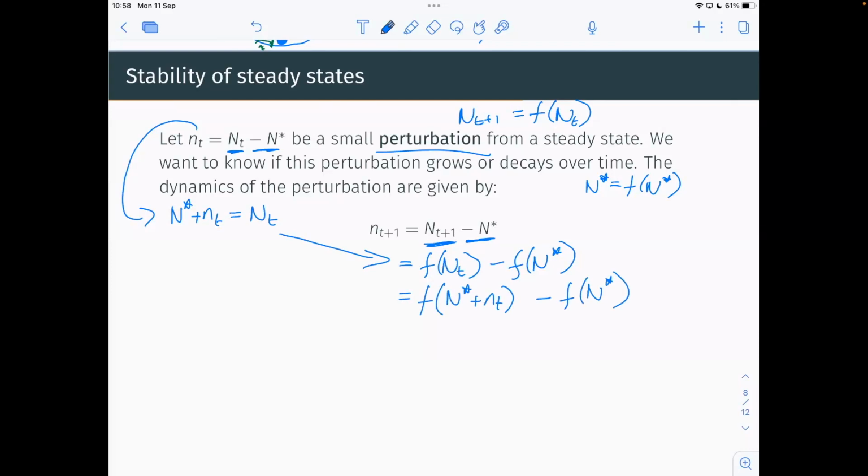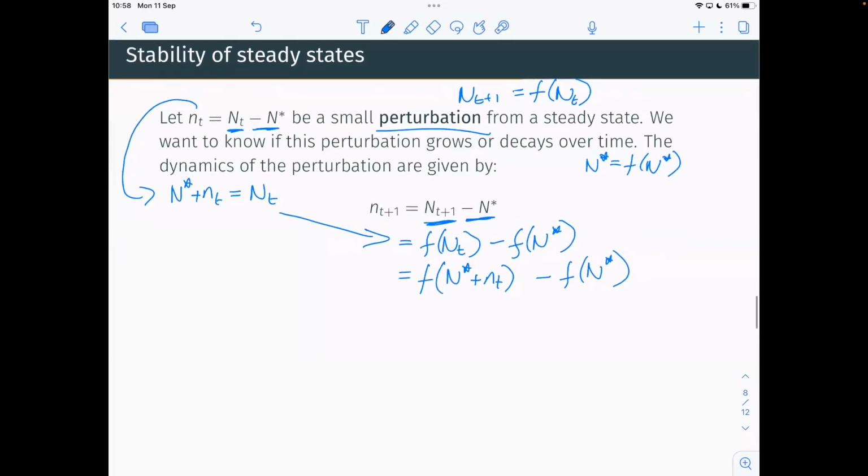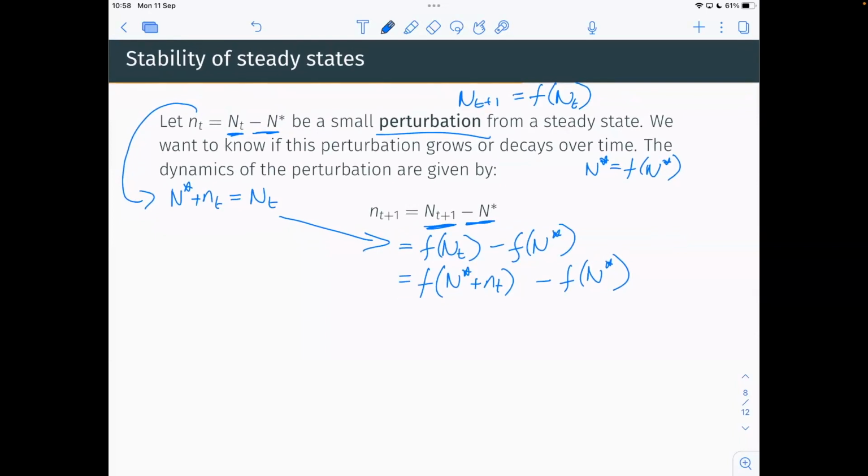Am I going too fast or too slow? Does anyone want me to slow down? If I don't hear any feedback from you guys, I assume I'm going at the right pace, okay? So it's totally fine if you want me to explain things again. Just let me know if I'm going too fast, okay? Otherwise, I just assume you're understanding everything.